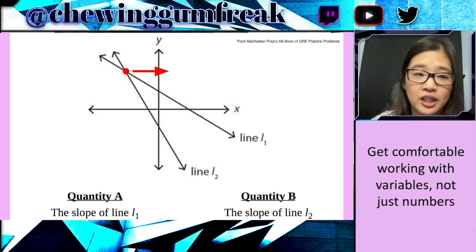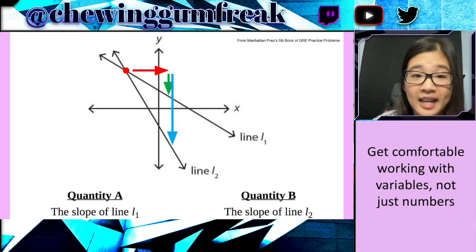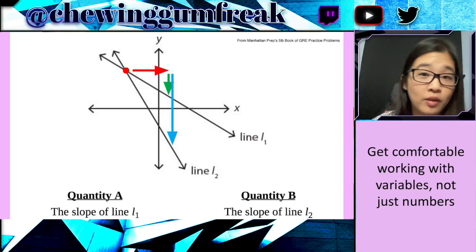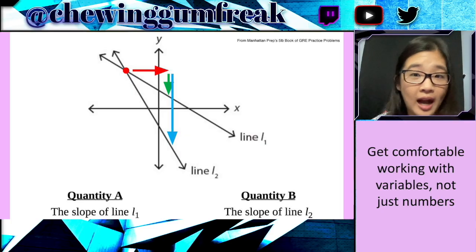At that intersection, if we move a little bit to the right, you can see that the change in line 2 is a lot greater than line 1. Most of the time, that's going to mean that the slope of line 2 is greater, because its rise, or the change in y, divided by run, or the change in x, is bigger.